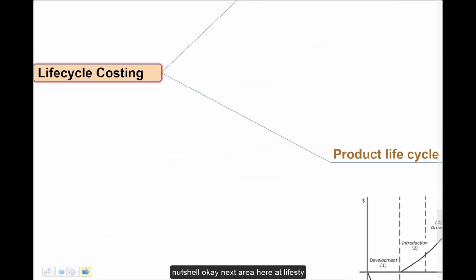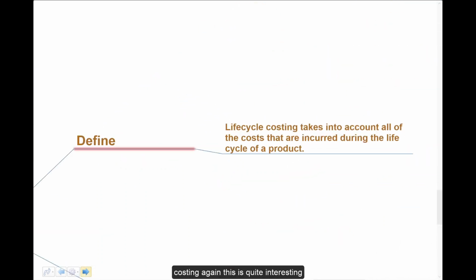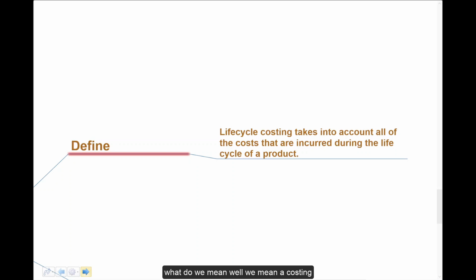Okay, next area here, life cycle costing. Again, this is quite interesting. What do we mean? Well, we mean a costing approach that takes into account all costs that are incurred during the life of a product. I'm talking about literally from R&D, from development through to decline.